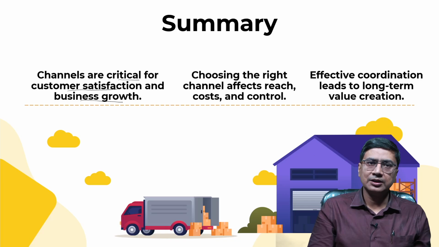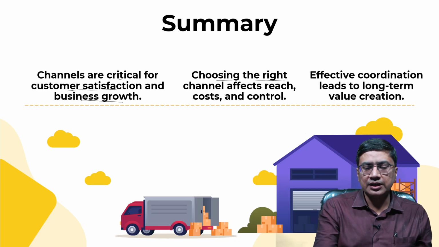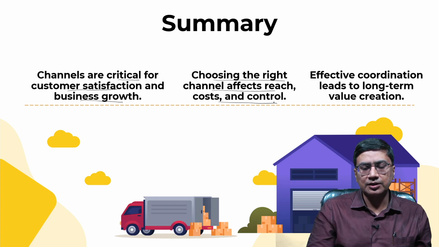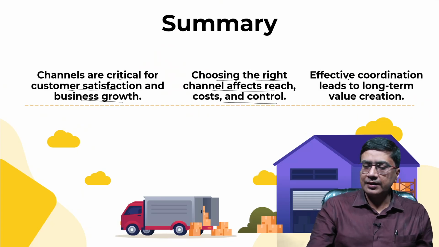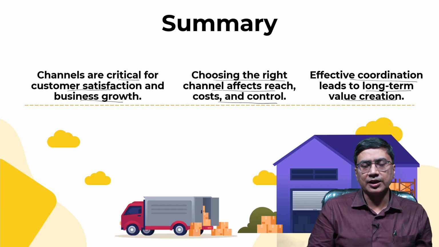If customers are satisfied, the chances of growing the business will be higher. That is a crucial gap which needs to be filled by the value network partners or distribution channel members. Another learning: choosing the right channel affects reach, cost and control. Very crucial, and I don't think anyone can disagree, this is one of the basic requirements. And the last one: effective coordination leads to long-term value creation.